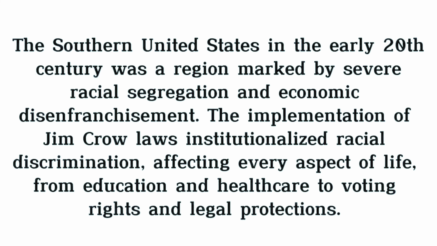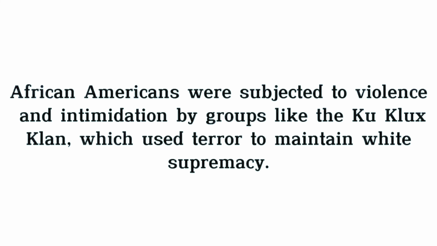The southern United States, in the early 20th century, was a region marked by severe racial segregation and economic disenfranchisement. The implementation of Jim Crow laws institutionalized racial discrimination, affecting every aspect of life, from education and healthcare to voting rights and legal protections. African Americans were subjected to violence and intimidation by groups like the Ku Klux Klan, which used terror to maintain white supremacy.